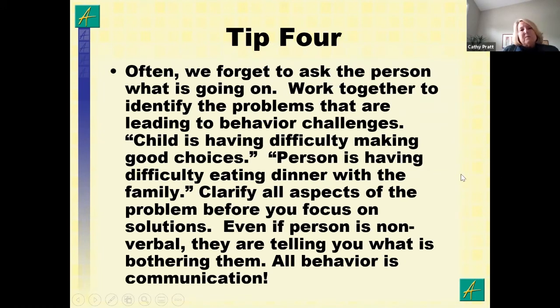The other thing that's really apparent to me is that sometimes we forget to ask the person what's going on. We need to work together with the individual to identify problems that are leading to behavior challenges. We have used a lot of the work of Ross Greene, and if you haven't read his materials, they're really great. He talks about working with kids to help them identify what they're having difficulty with. He puts together statements like, child is having difficulty making good choices, or person is having difficulty eating dinner with the family. When we really understand what the problem is, then we can start focusing on solutions.